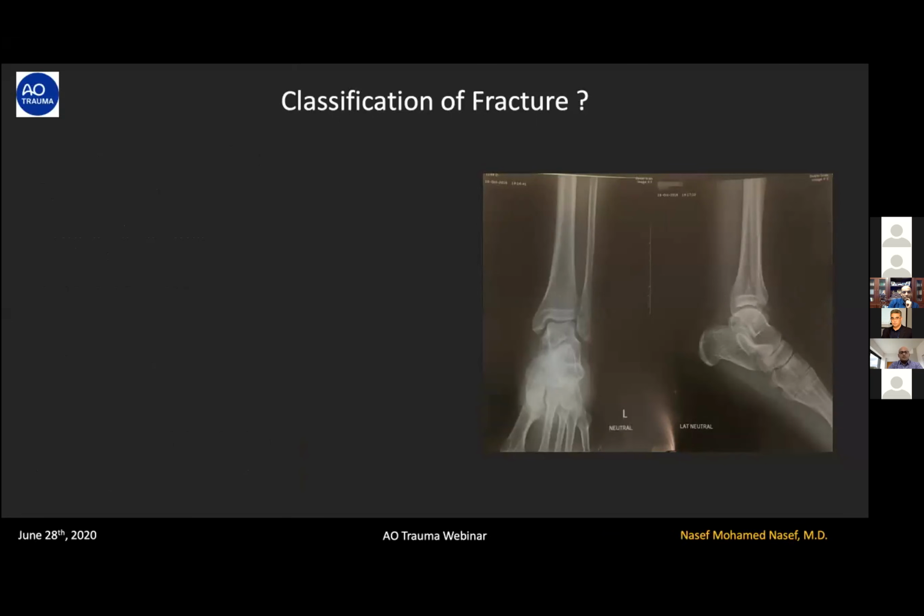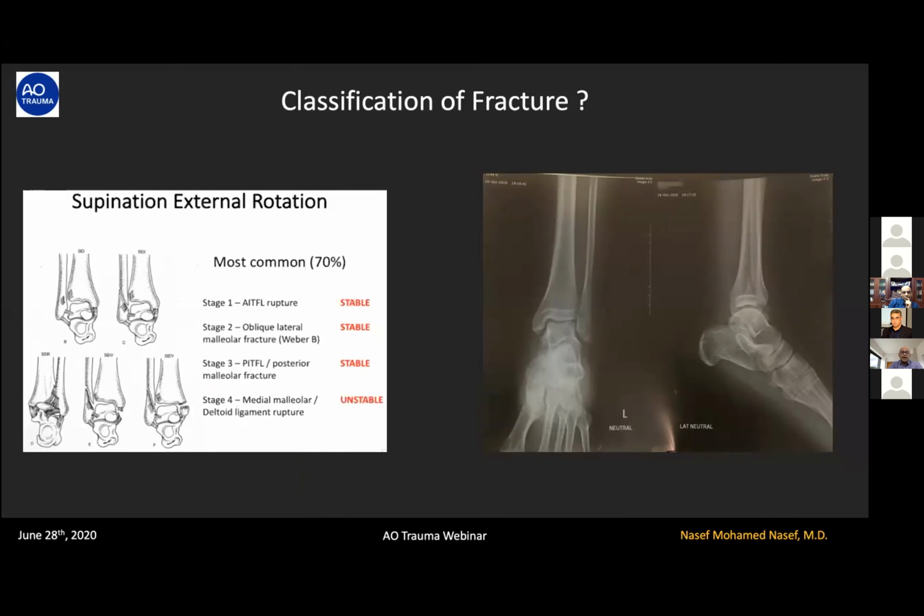Because of the classification. We all know this, we are not going to discuss it. This is a supination external rotation injury, and these are the most common injuries that we're going to see. 70% of your ankle sprains or fractures are going to be supination external rotation. We know the classification, I won't go through it. But what I would like to draw your attention to is, although stage 3 is said to be stable, and we can discuss this later as a panel, it involves the posterior malleolar fracture. So is it really stable?